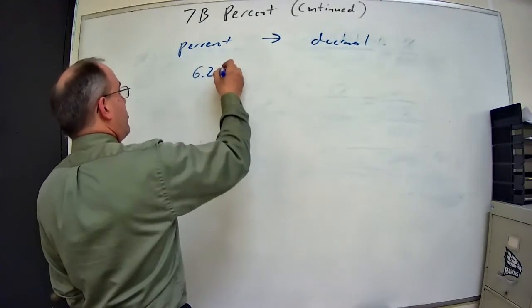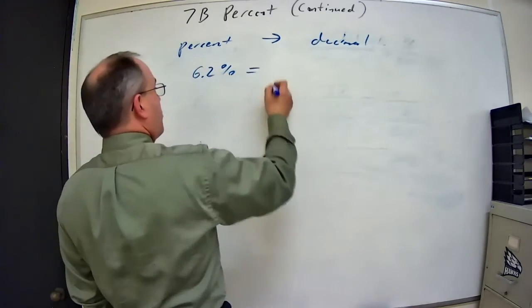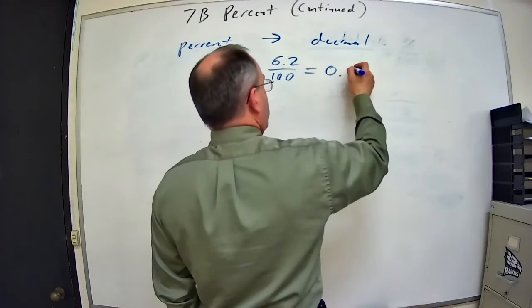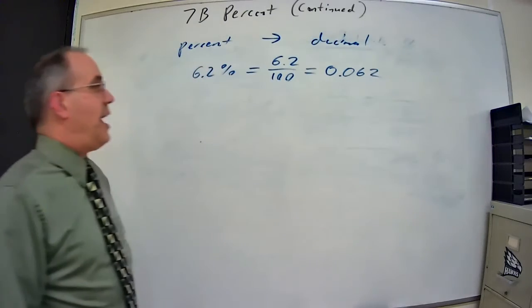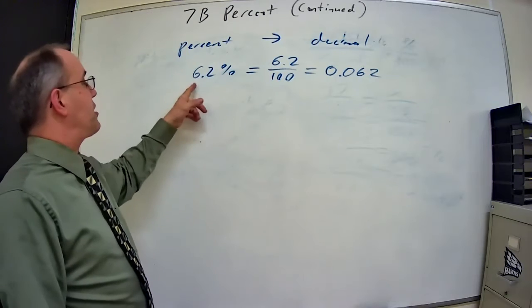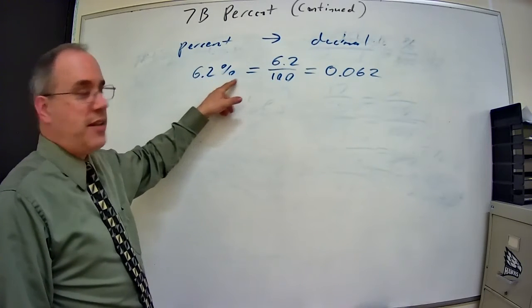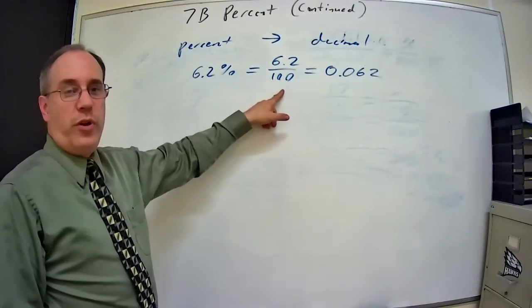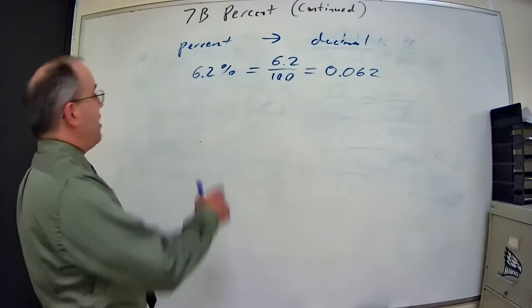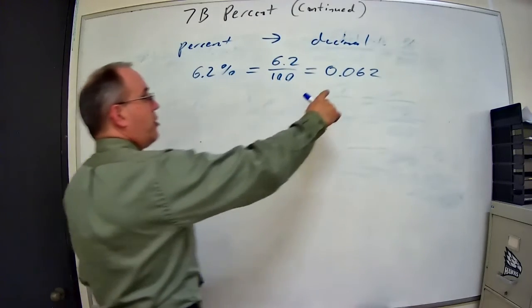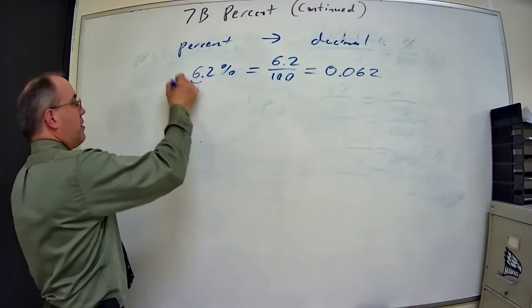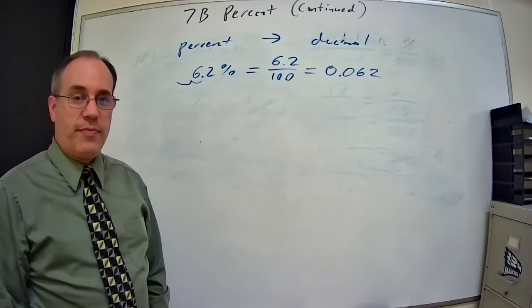So if you have 6.2%, that is equal to 6.2 divided by 100, which is equal to 0.062 as a decimal. So percent means per 100. 6.2% is just 6.2 per 100, do the division, 0.062. Now you may also notice with this that going from 6.2% to the decimal 0.062, we just moved the decimal point 2 places to the left.